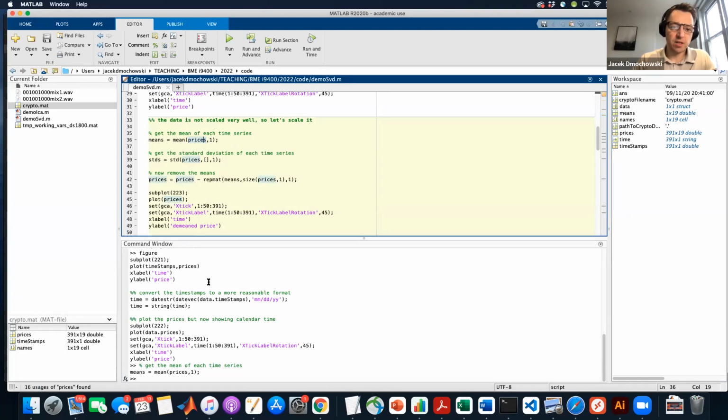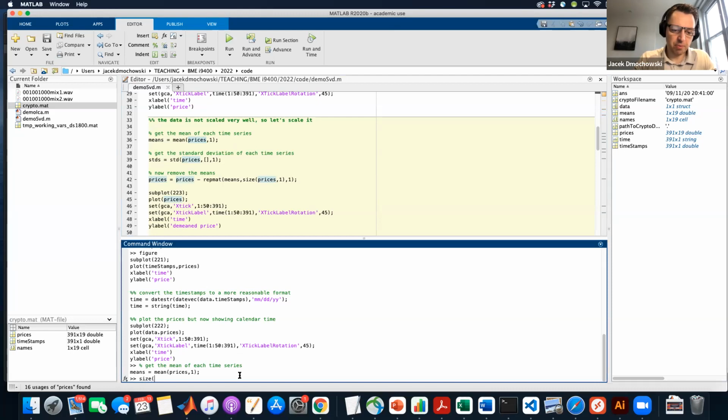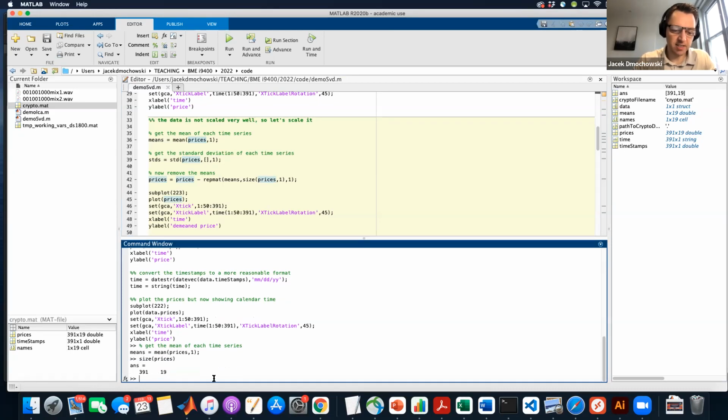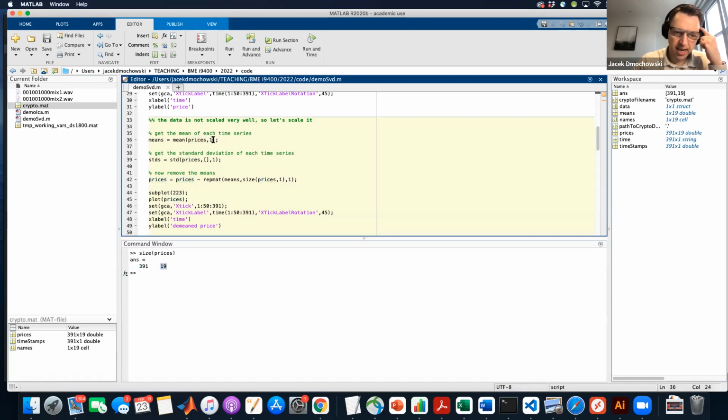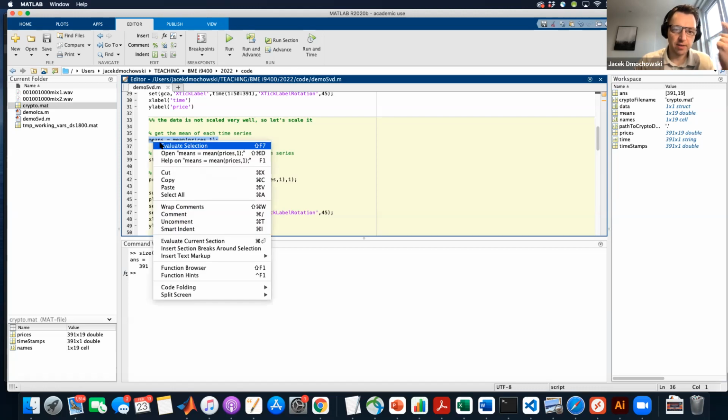Okay. So size of prices is an array of my prices. It has 391 rows, time points, and 19 columns, currencies. I'm interested in getting the temporal average of every currency. So just one number per currency now.